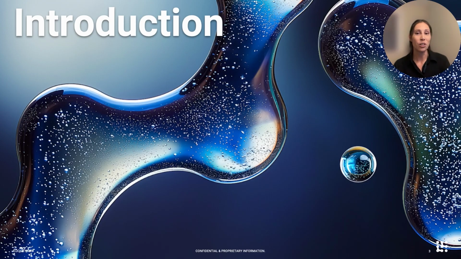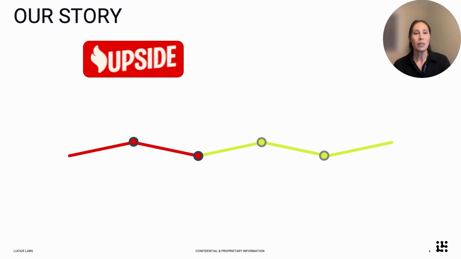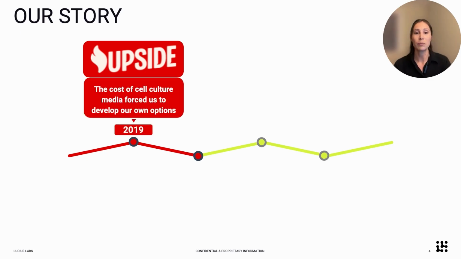So I'd like to start with an introduction to Lucius Labs, as I'm sure many of you have never heard of us before. So our story begins with cultivated meat and Upside Foods. So we essentially spun out of Upside Foods, and the reason for this is that while developing cell culture media for our cultivated meat products at Upside Foods, this really forced us to drive down the cost of our cell culture media and develop our own options in order to reduce our production costs.